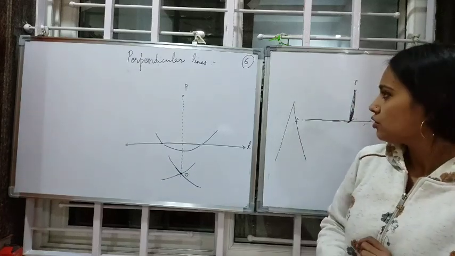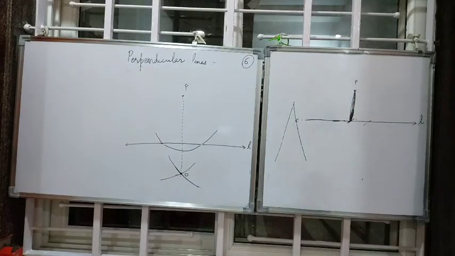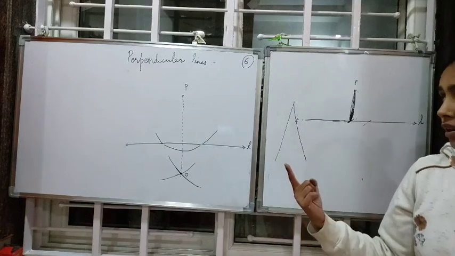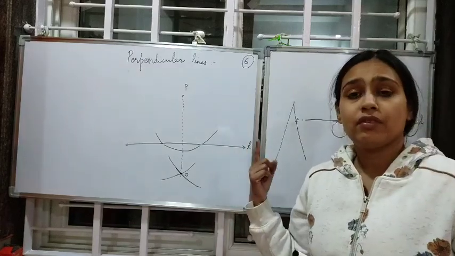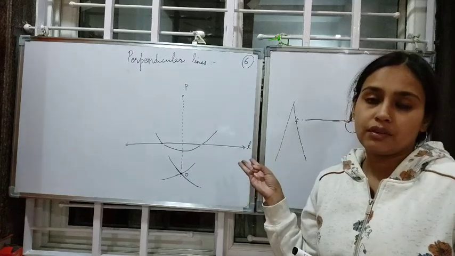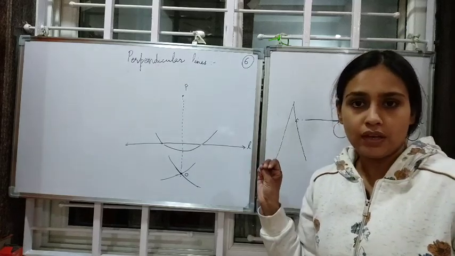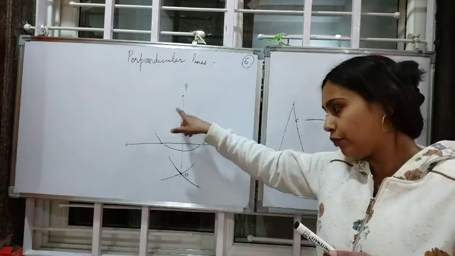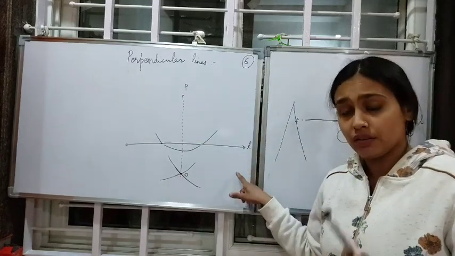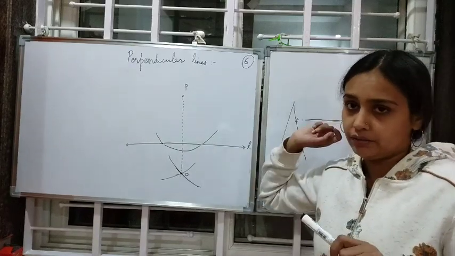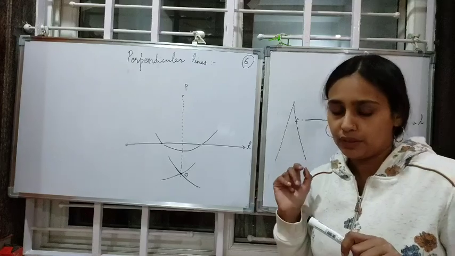Okay children? So this is how we draw a perpendicular line through three methods, that is paper folding, with the help of a set square, and with the help of a compass. When point P or any given point is on the line, or when it is not on the line. So we have done both the methods. Okay?